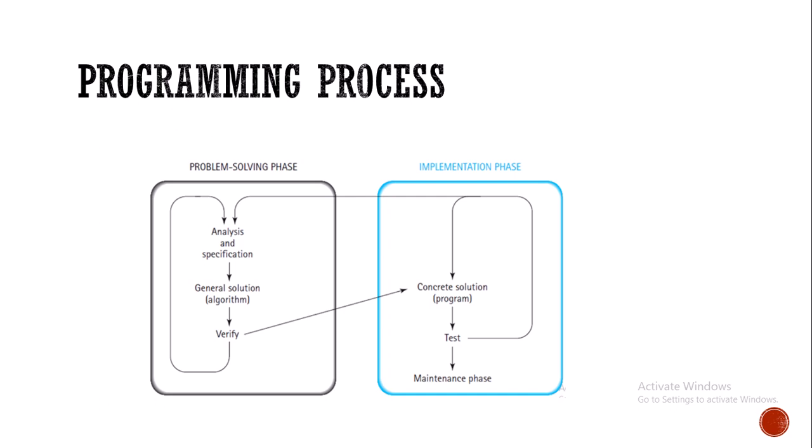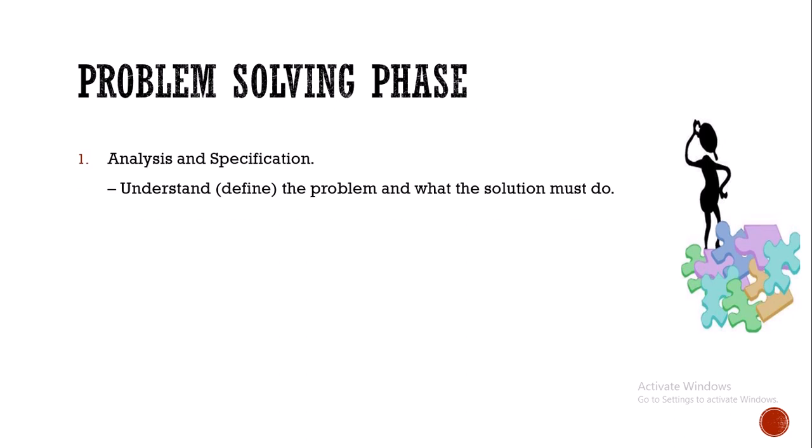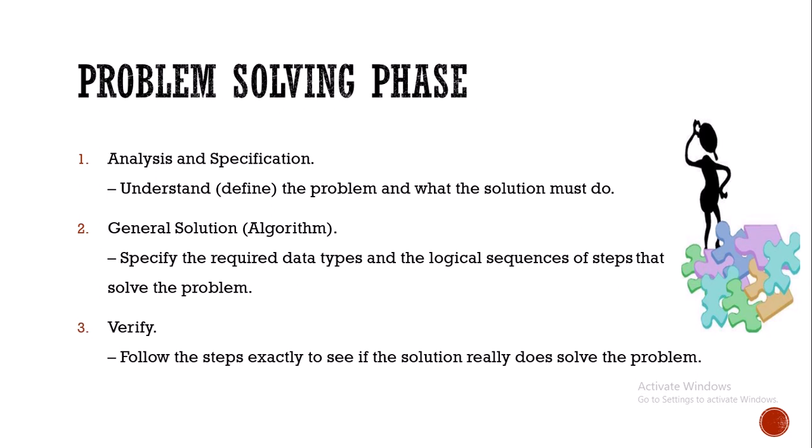After this, implementation phase starts and we come up with a specific solution which is particularly a computer program written in a programming language. Then we test that program, as if it is solving the problem we have or not and it is working as intended or not. In detail, our problem-solving phase has 3 steps to follow. First one is analysis and specification, in which we understand and define the problem and what the solution must do. Second one is general solution, as algorithm, in which we specify the required data types and the logical sequences of steps that solve the problem. At last we verify our solution that we have proposed. In this you need to follow the steps exactly to see if the solution really does solve the problem.